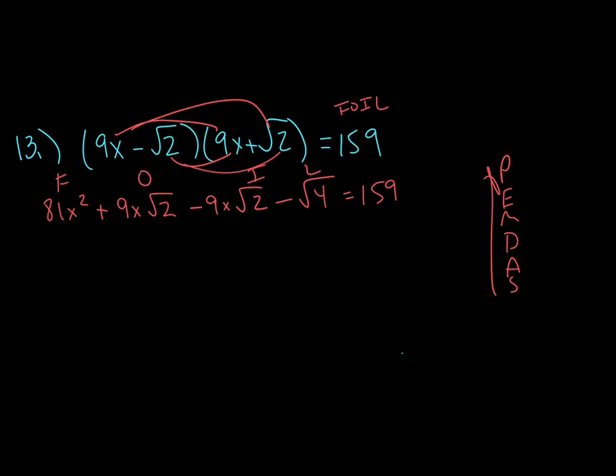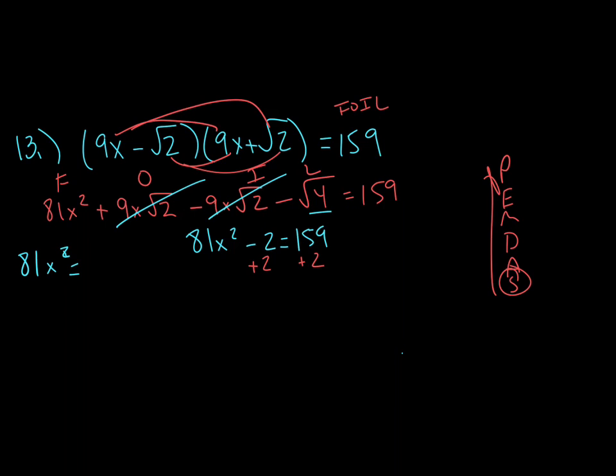Now I'm going to combine my like terms. Those cancel in the middle. So I end up with 81x squared. Remember, square root of 4 is 2. Now it's just penmanship backwards. There is a subtraction. That's why I'm going to add 2 to both sides. So I end up with 81x squared equals 161.